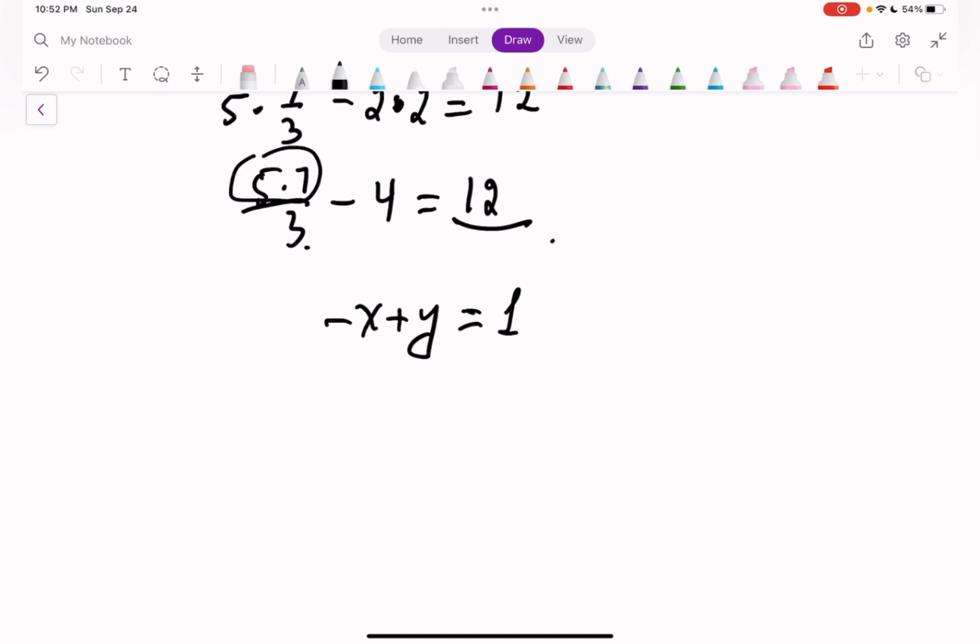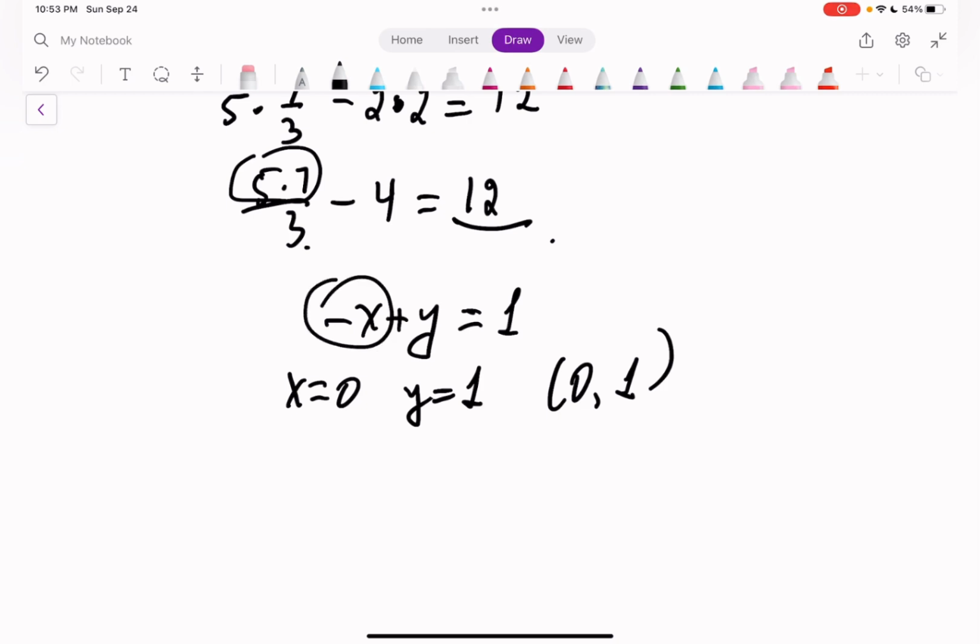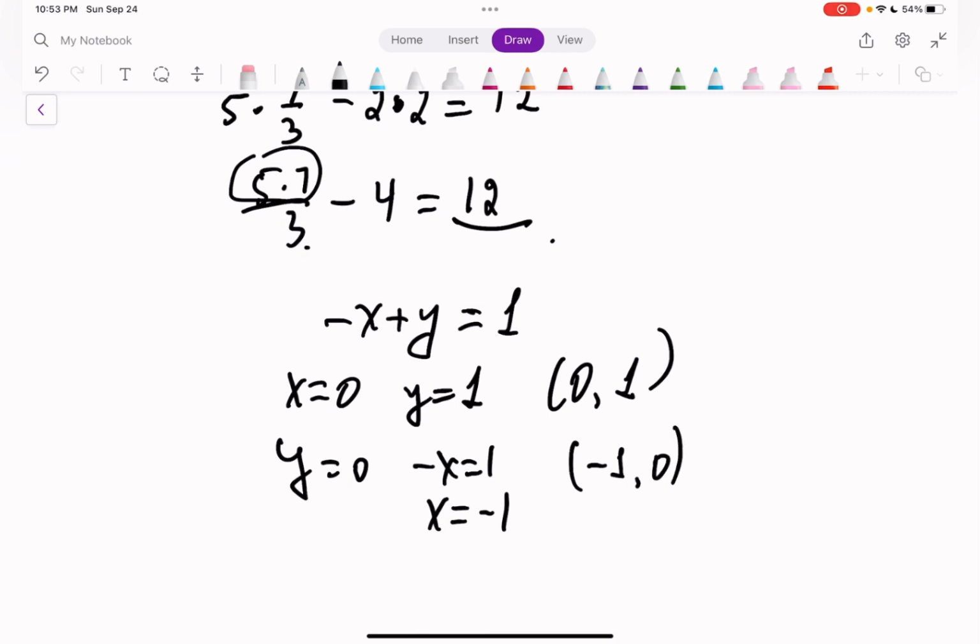I can draw this graph by intercepts, meaning when x is equal to 0, y is equal to 1, right? 0, comma 1, because you plug in 0 and you get y equal to 1. And when y is equal to 0, you get negative x equal to 1, which means x is equal to negative 1. So both sides multiplied by negative 1, and x equals negative 1. So x is negative 1, y is 0. Okay? Let's build the first graph: 0, 1, and negative 1, 0.